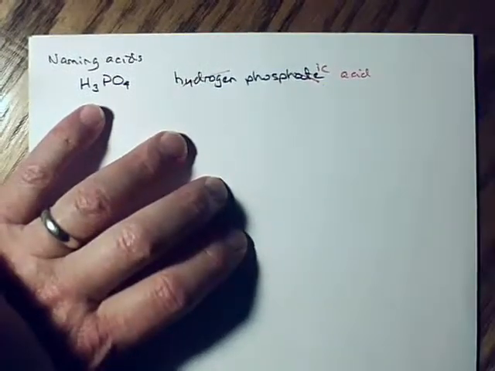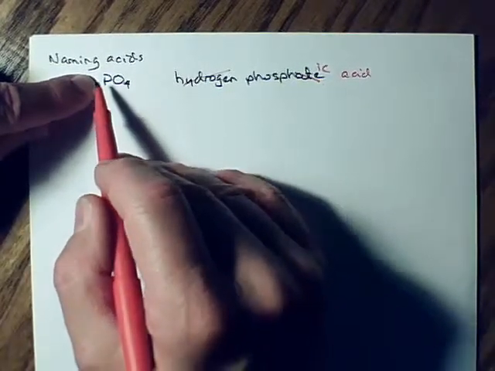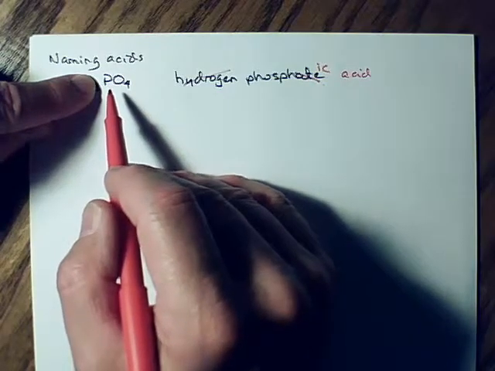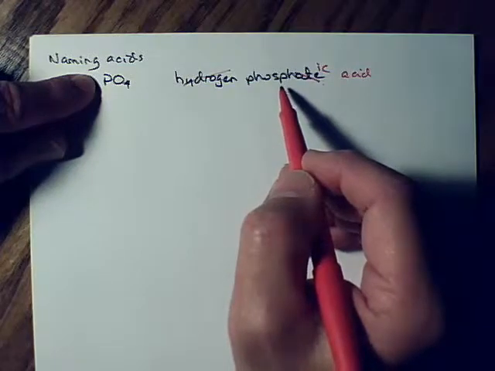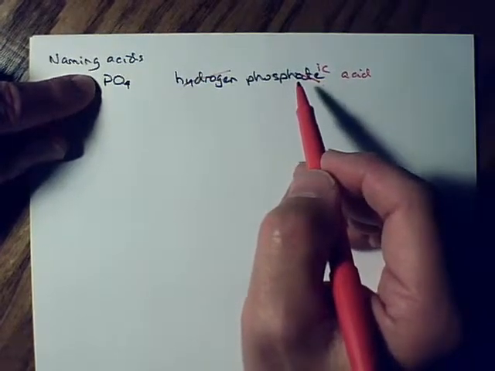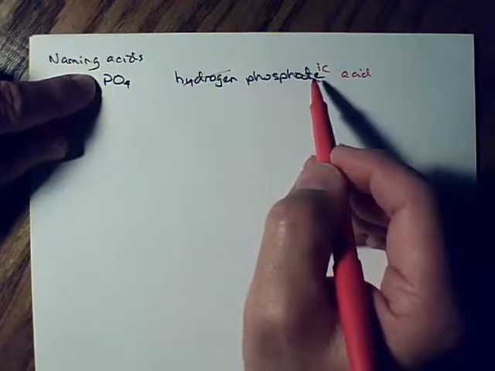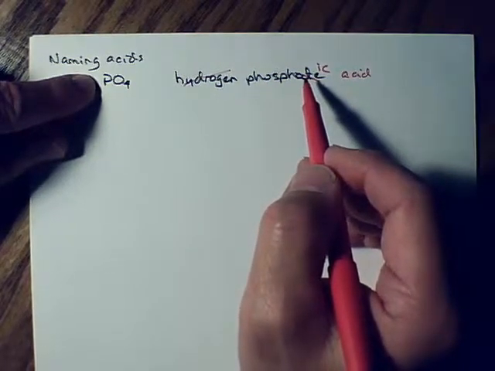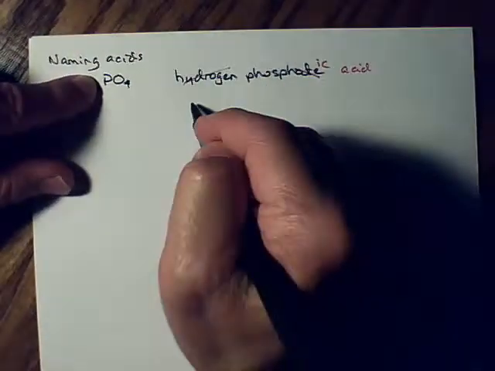Now, the phosphate originally came from a phosphorus and an oxygen. And just for phosphates and sulfur polyatomic ions, you put a syllable or two back on there because it sounds better, okay? Phosphic doesn't sound nearly as good as phosphoric, okay? So this would be phosphoric acid.